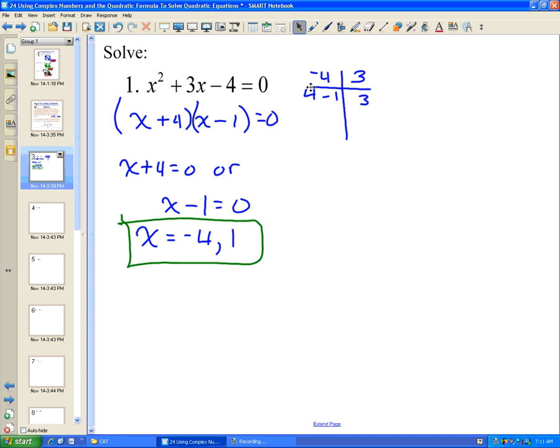But there's that answer. So you want to find the easiest way to solve the problem. Factoring is the easiest way. You want to factor. Let's try the next one.